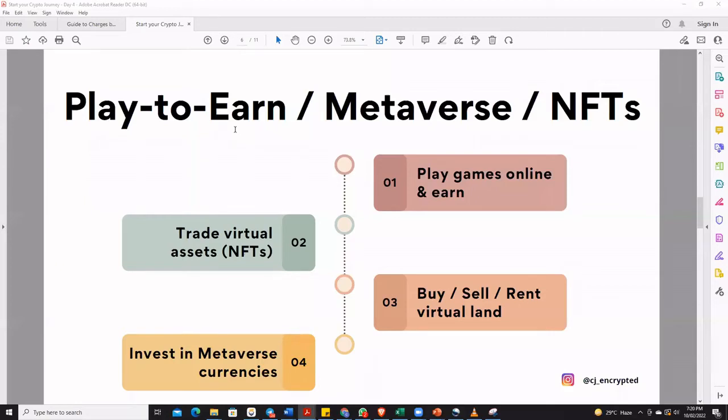Now, before we talk about the metaverse, we'll come back to the metaverse, but let's first talk about NFTs. NFTs stand for non-fungible tokens. What on earth does that mean? What is a non-fungible token? All right, this is the simplest way I can explain it.